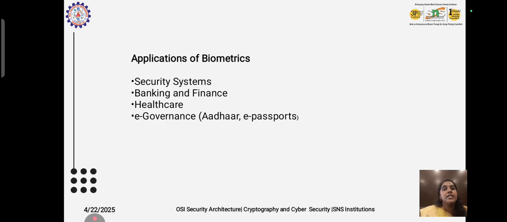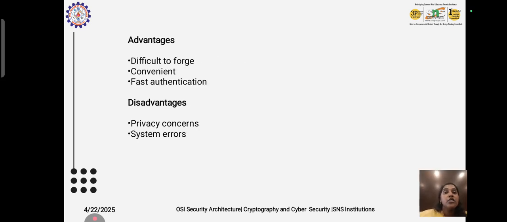First is the security system. For security purposes, your personal information should not be shared with others, so we use the security system. Banking and finance, as we know, must be confidential so that no one can misuse the data. Then healthcare: your health record should not be used by others, it must be known only by you. Then e-governance: you will be given a separate Aadhaar, and your e-passport is also given to you. Your Aadhaar is taken with the help of your iris. All this comes under the applications of biometrics.